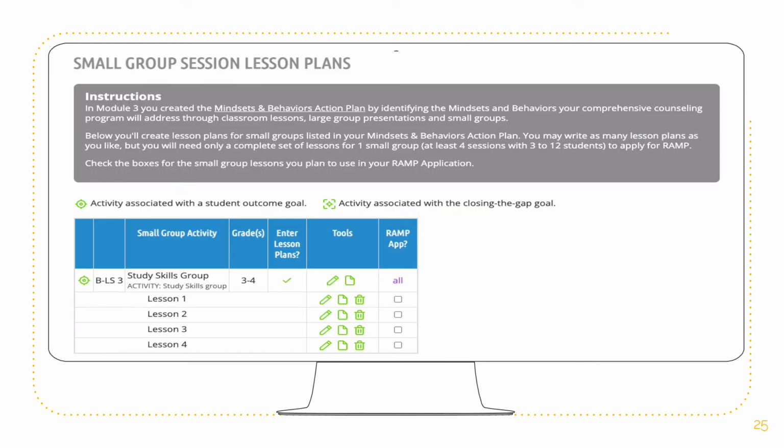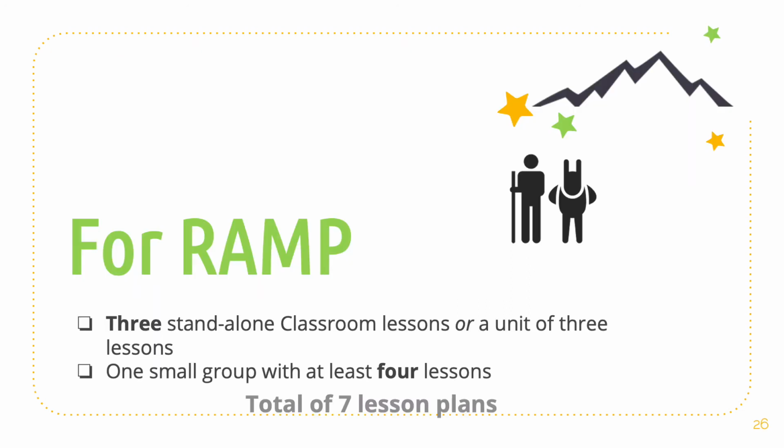You will use a similar process for entering lessons for a small group. These will be similar to entering a unit of lessons. Again, you'll see the small groups listed from your Mindsets and Behavior Action Plan. Those groups that are associated with your program student outcome goals will be indicated by having the green target and circle icons listed next to them. We strongly recommend that you create lessons for a small group that is tied to one of your student outcome goals. For ASCA and for RAMP, make sure your small group has at least 4 lessons.